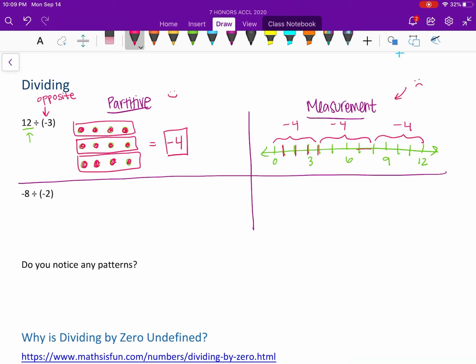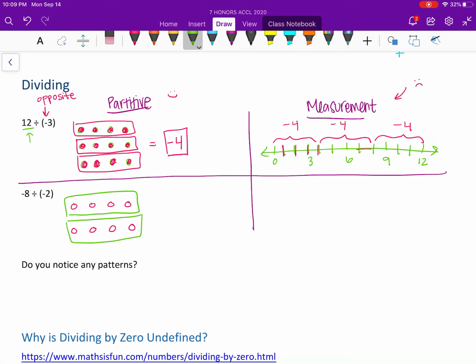Okay, let's go ahead. Let's look at -8 divided by -2. So we're going to start off with -8 pieces of whatever, maybe candy. Who knows? Maybe they're Skittles. Skittles sounds good. And we want to divide them into -2 groups. Well, what does that mean? I don't know. We're going to divide it into 2 groups, though.